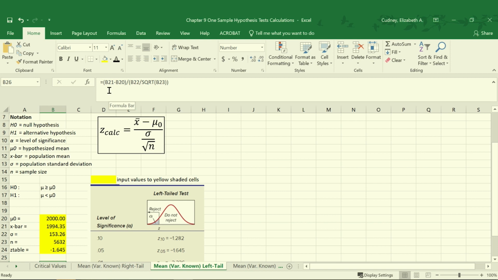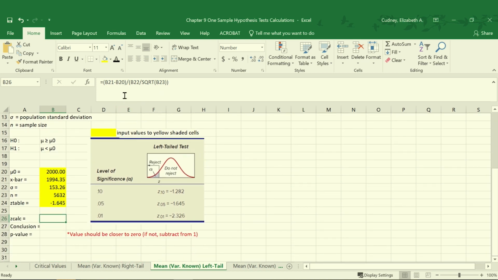So in this case, our x bar is from cell B21 minus mu naught from cell B20, all of that divided by our standard deviation from cell B22, which is divided by the square root of our sample size, which was in cell B23. So that gives us a z calculation value of negative 2.767.